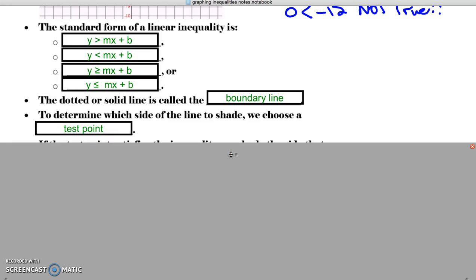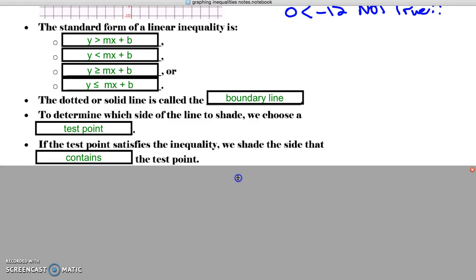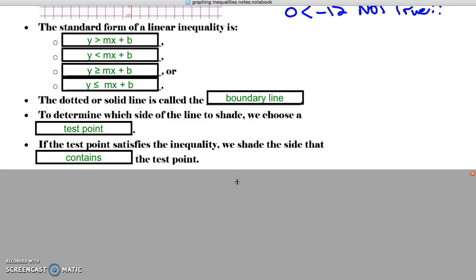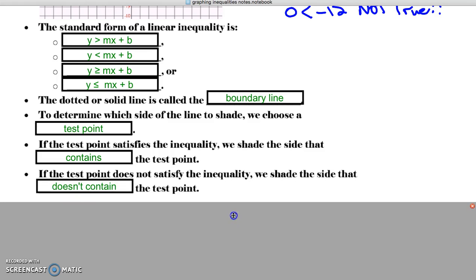To determine which side of the line to shade, we choose a test point. If the test point satisfies the inequality, meaning it's true, we shade the side that contains the test point. If the test point doesn't satisfy the inequality, if you get something that's not true, shade the other side.